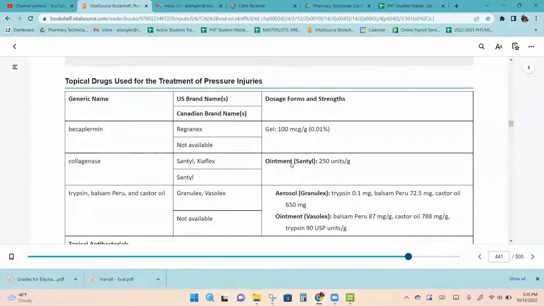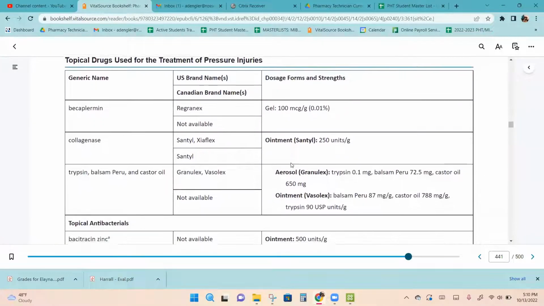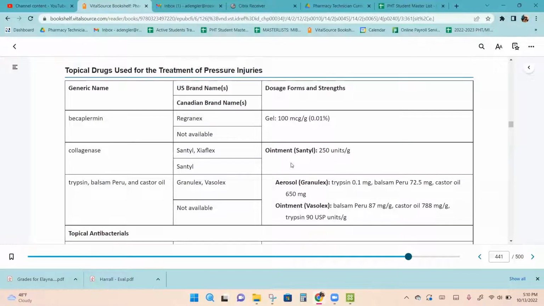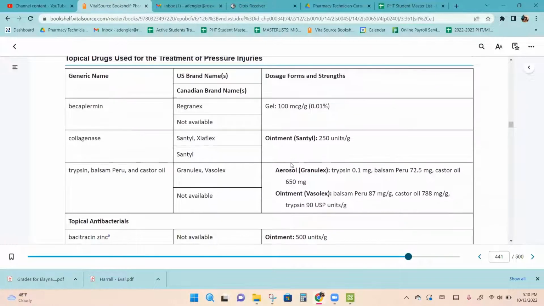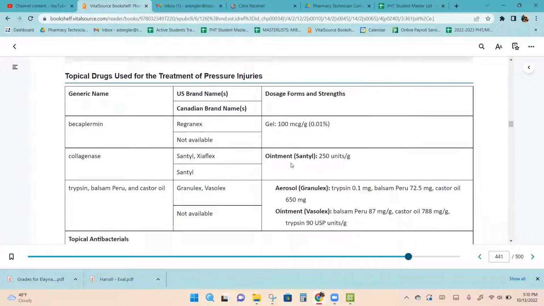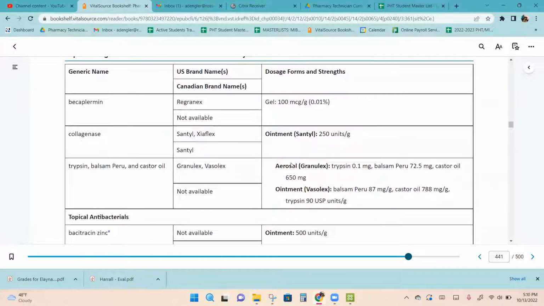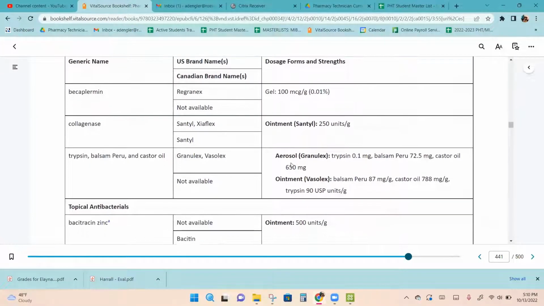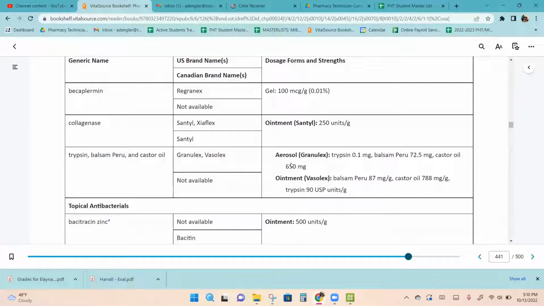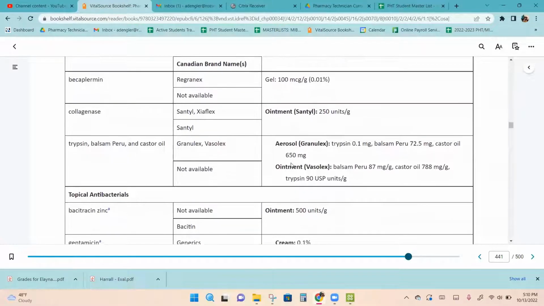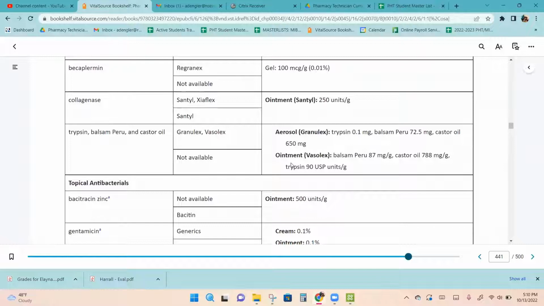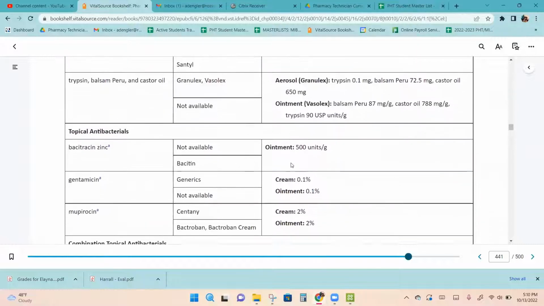Topical drugs used for the treatment of pressure injuries, which we've already talked about: becaplermin, which is available as a gel, and collagenase, which is available as an ointment. Trypsin, balsam Peru, and castor oil are available as an aerosol or an ointment. The aerosol is Granulex and the ointment is Balsamex.